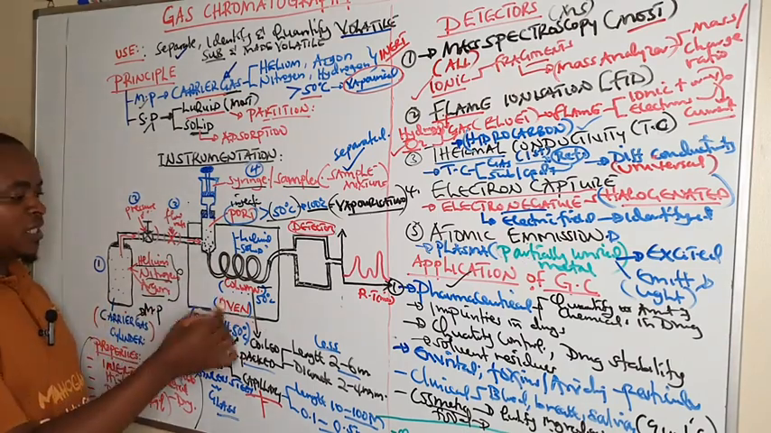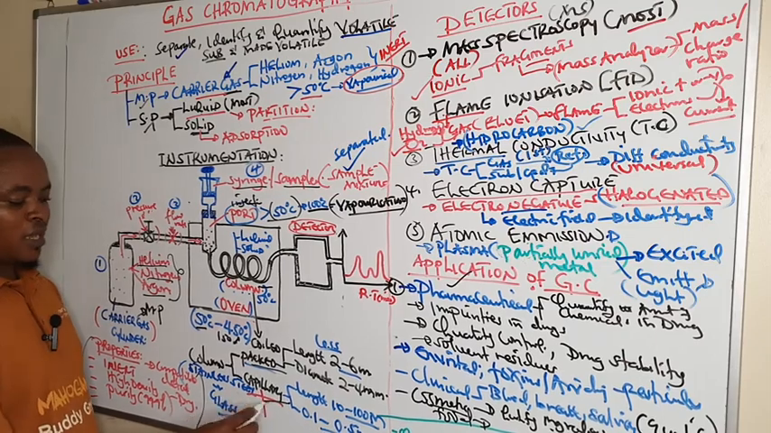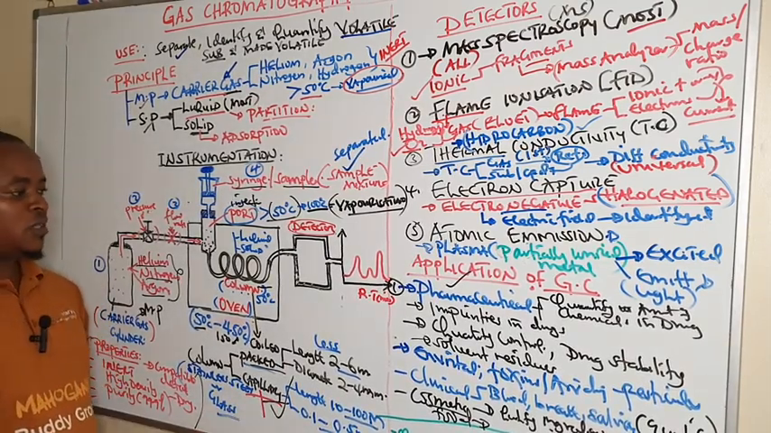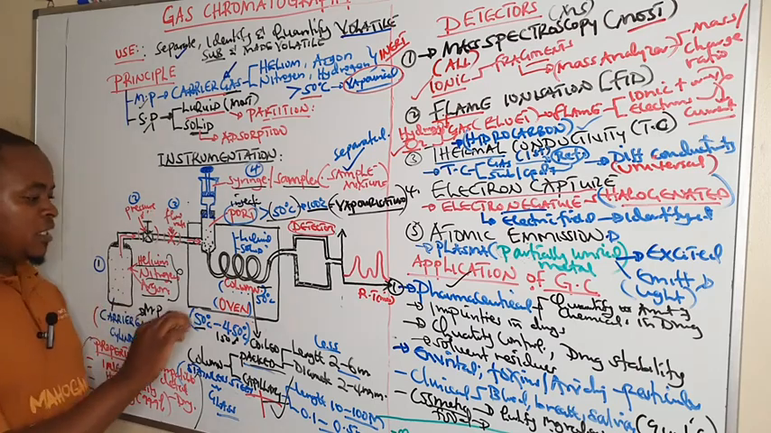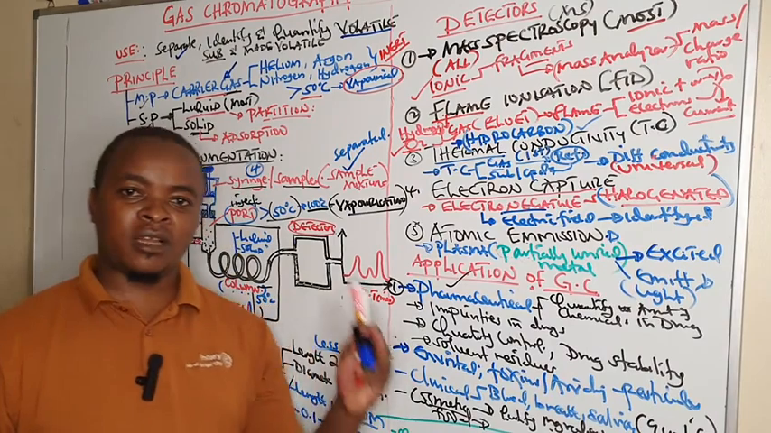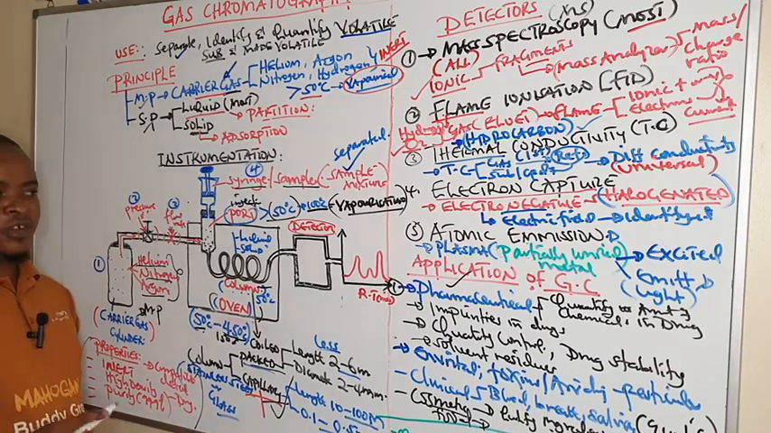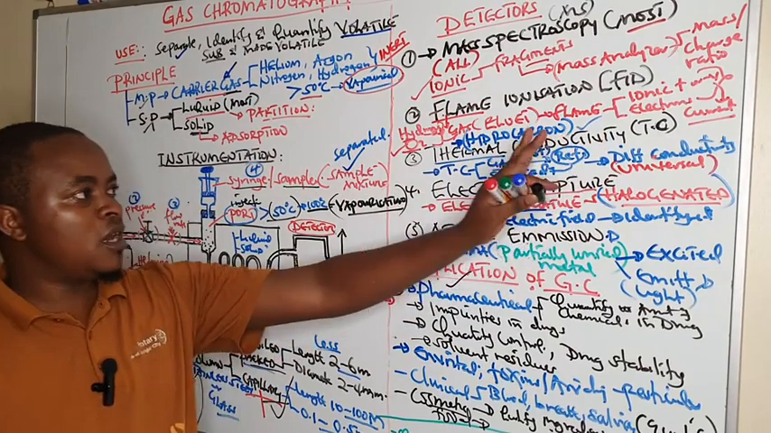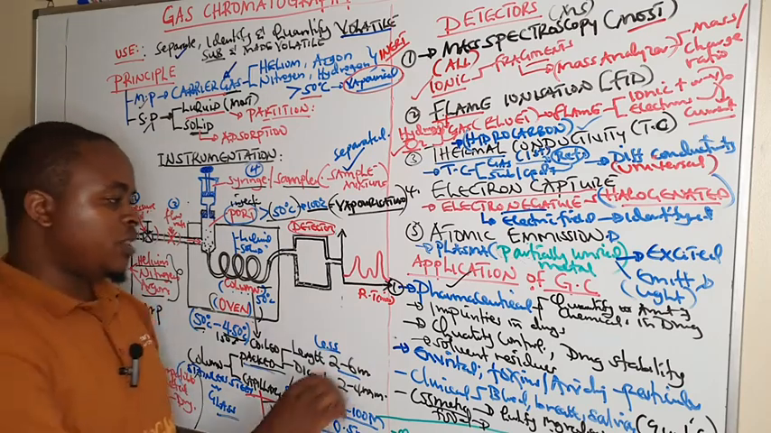And we have seen the column having different types, either packed or capillary. But capillary is the most preferred, as we have seen because of these things. And we have said the column is maintained in the oven so that we maintain the high temperature being used, which is between 50 to 450 degrees centigrade. Then we have gone ahead to look at the detector systems and when do we use it and their advantages. We have ended up with application.